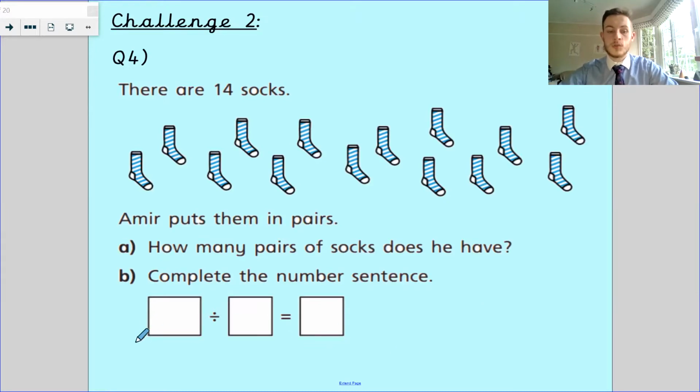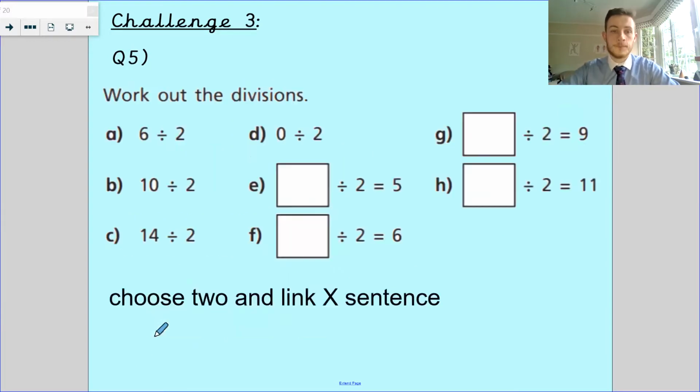So put it into this number sentence. Remember, your total is the biggest number, which is always going to go first. You cannot have a smaller number first for your division. It's not going to work in year 2.